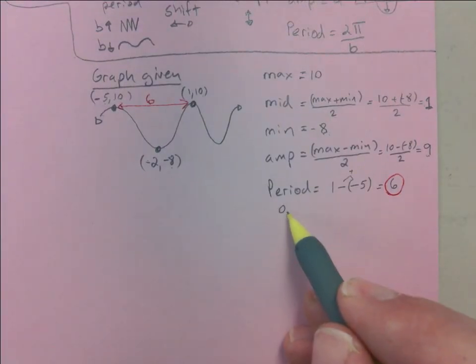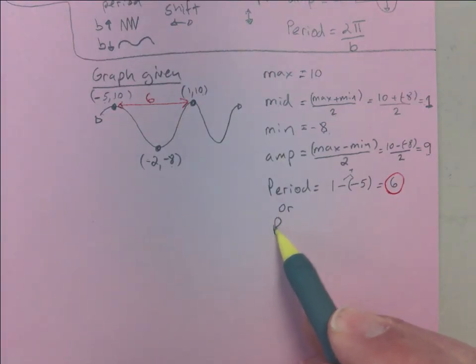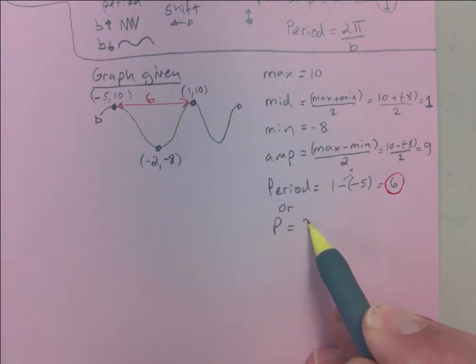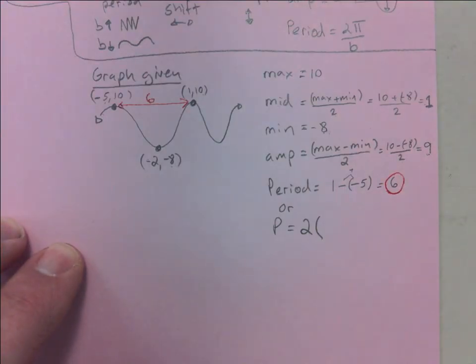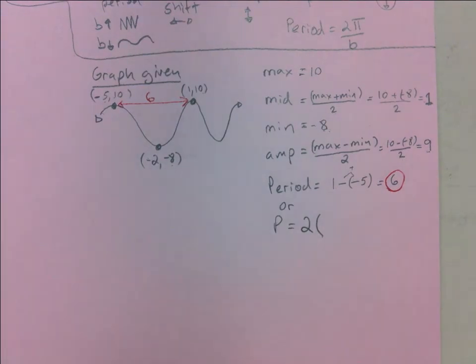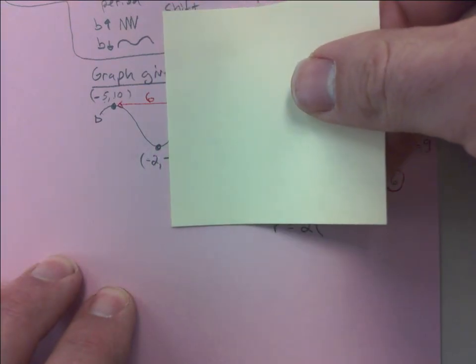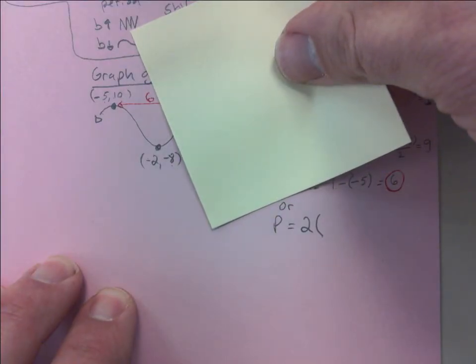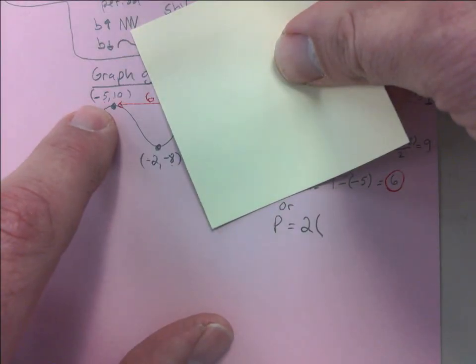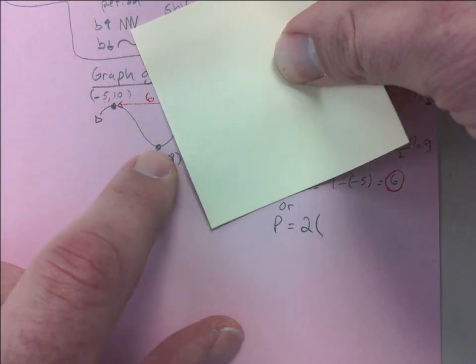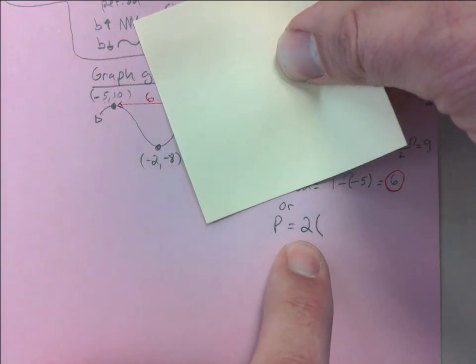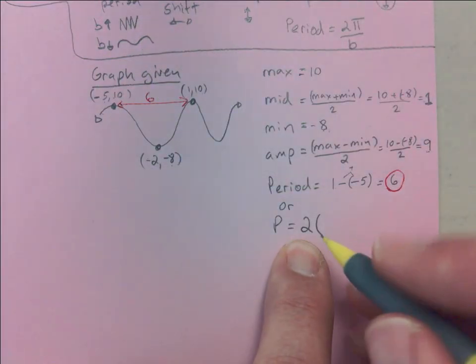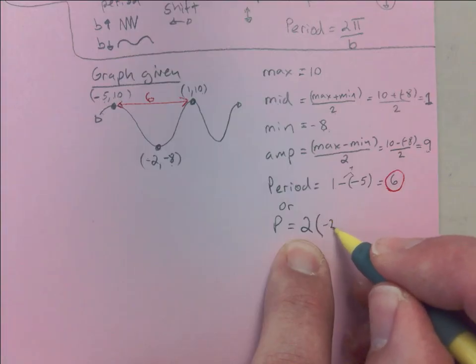I do want to say, or, period could be 2 times. I'm going to use this sticky note for a bit. What if all you had was that? Okay, just a partial picture, like from the high to the low. Then you would subtract the x values and multiply it by 2, right? So that's what I'm going to do here.